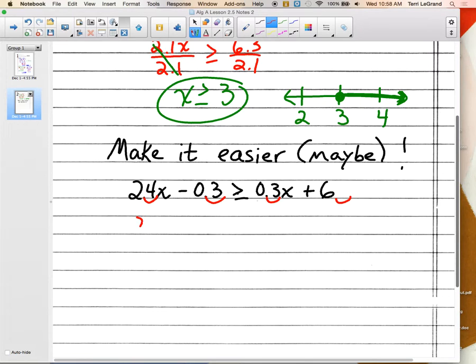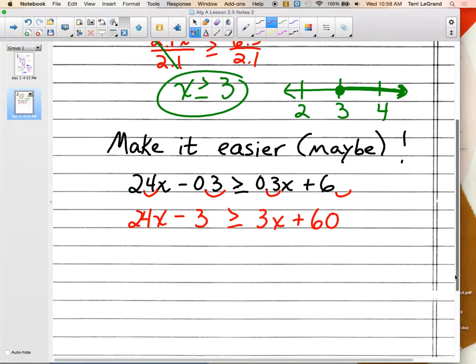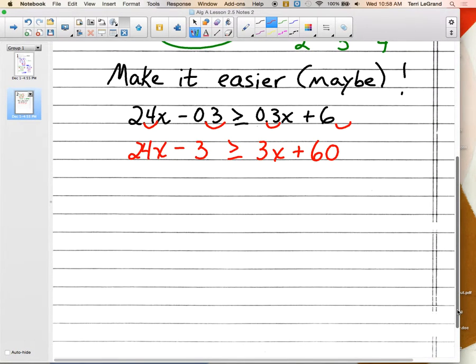So we're going to have 24x minus 3 is greater than or equal to 3x plus 60. If we do the same thing to all pieces, we now have no decimals involved. We have all nice integer values. And now let's solve it and see if it feels a little friendlier.